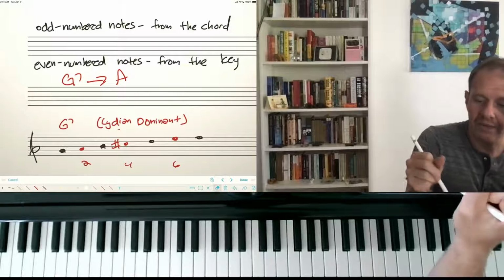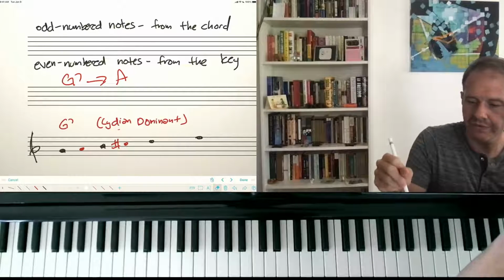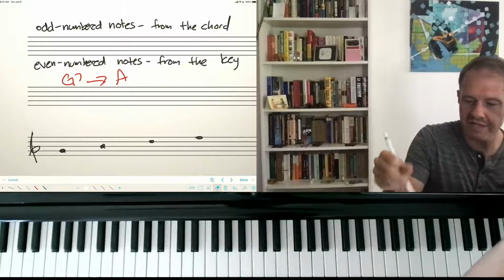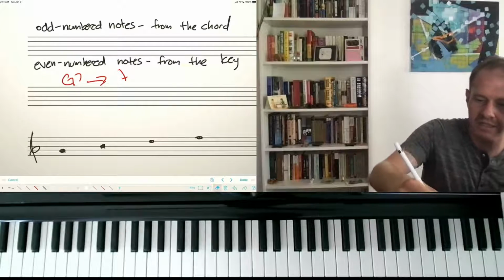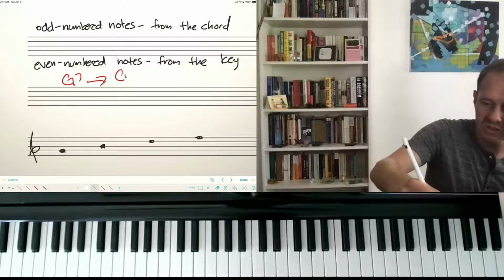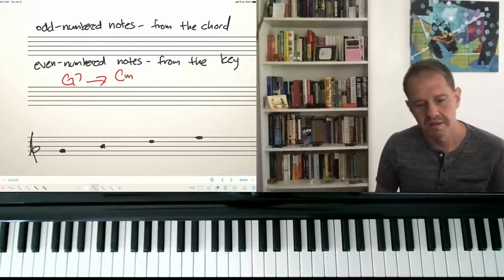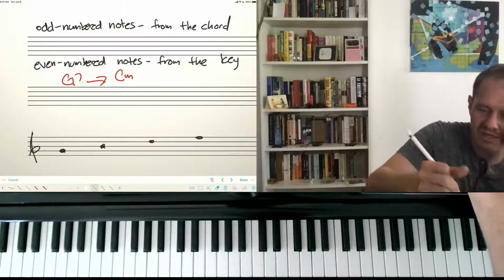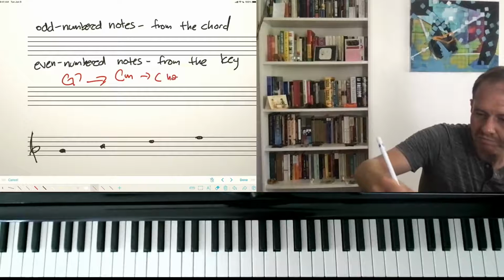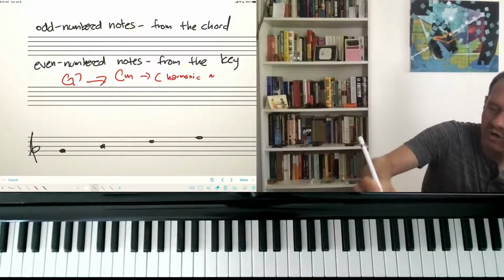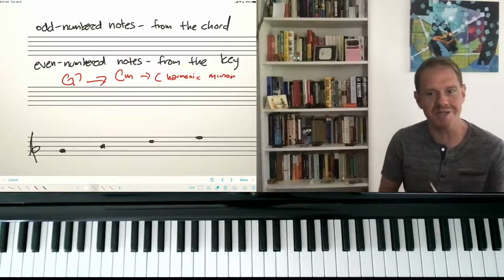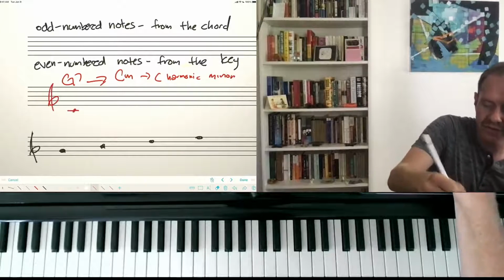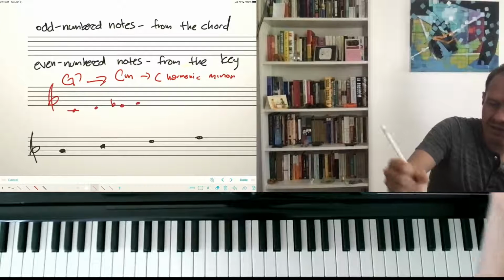Okay, now on to the real main point here, which is if this G7 leads to C minor. What we're going to do here is we're going to take the C harmonic minor scale. We do that because harmonic minor is literally what we use to make harmonies. That's why we call it the harmonic minor. Just to remind you, if you need a review, C harmonic minor would look like this, right?